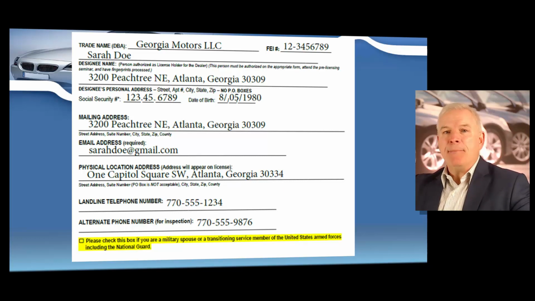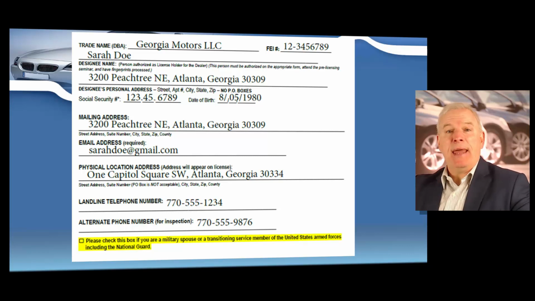You're going to enter your name or whomever is the designee for the dealership. And this would be the person that's attending the dealer training course. Then you'll enter your home address, social security number, and date of birth. Then you enter your best mailing address, which may or may not be your home address. Okay, so just your best mailing address, your email address, and the physical location of your dealership. This cannot be a P.O. box. It has to be the physical address of your dealership.